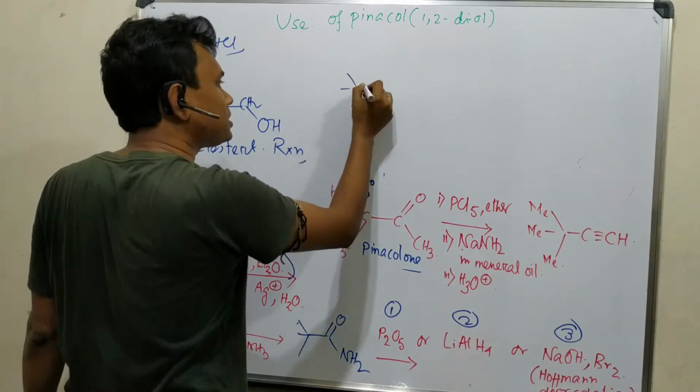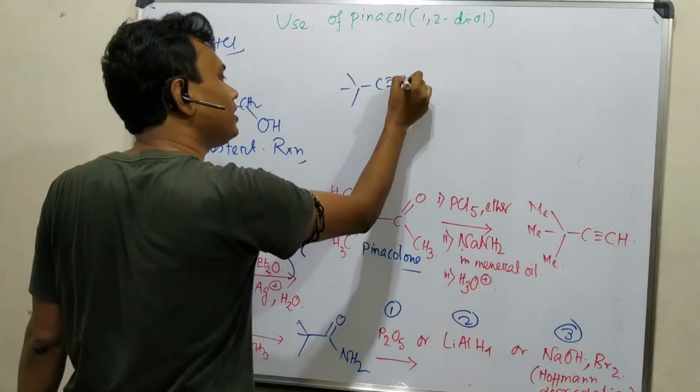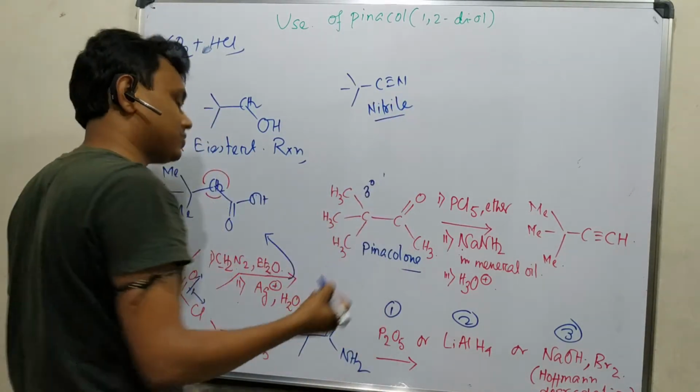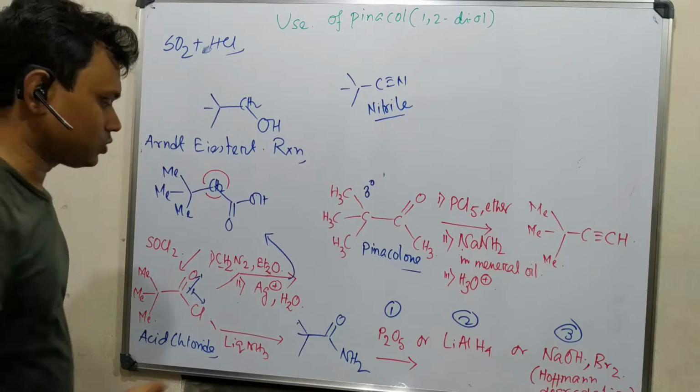So it produces ultimately C triple bond N. This is a nitrile, an alkyl nitrile. So in this way tertiary butyl nitrile would be prepared.